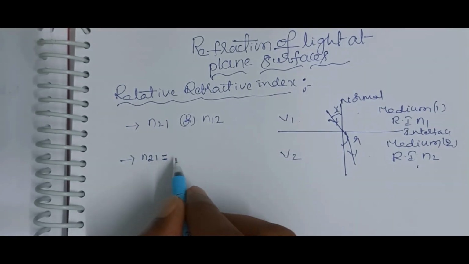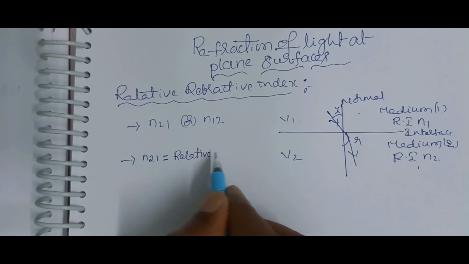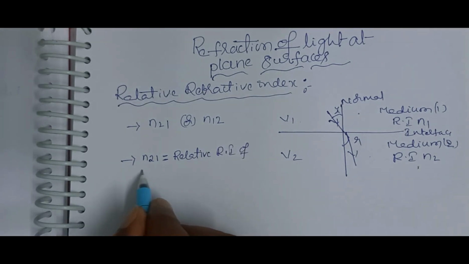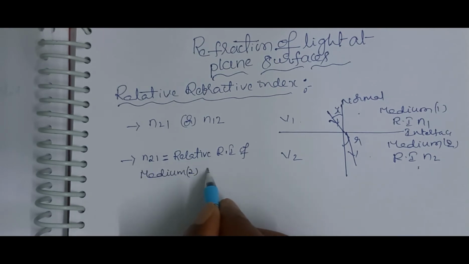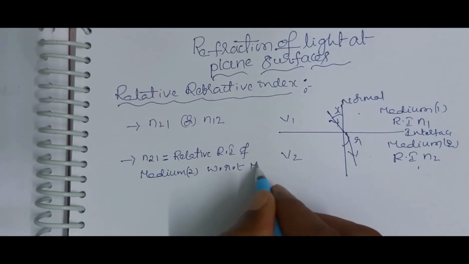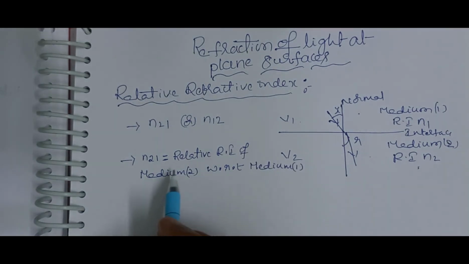So n21 is nothing but the relative refractive index of medium 2 with respect to medium 1. WRT means with respect to. So the relative refractive index of medium 2 with respect to medium 1 is denoted by n21.